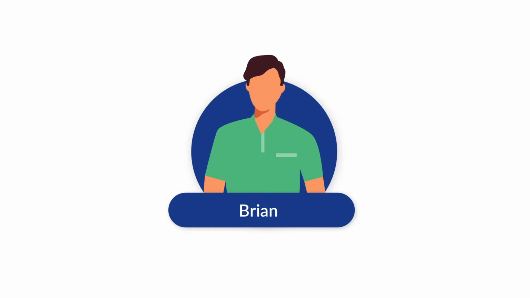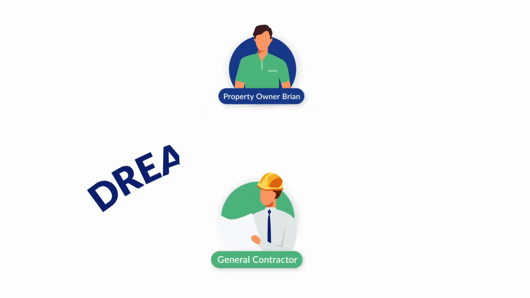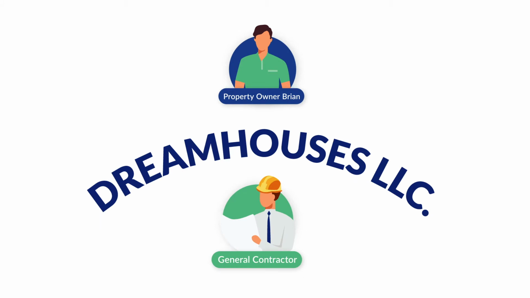Once upon a time, Brian won the lottery and decided to take his earnings and build his own house. He buys some land in the hills and hires a design and build firm called Dream Houses LLC to help him bring his vision to life.